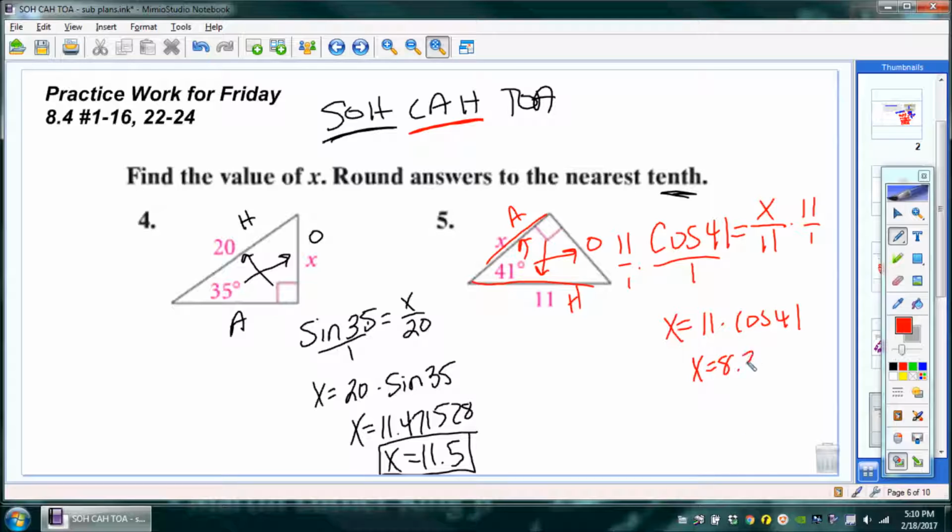So 11 times cosine of 41 is 8.3. If you're not getting 8.3, you're getting something very different than that. You need to check your mode. Make sure your mode is in degrees. Double check that you are multiplying and dividing. But ask people in class, hey, I got this, what did you get? What did I do wrong? So that way you can figure it out.